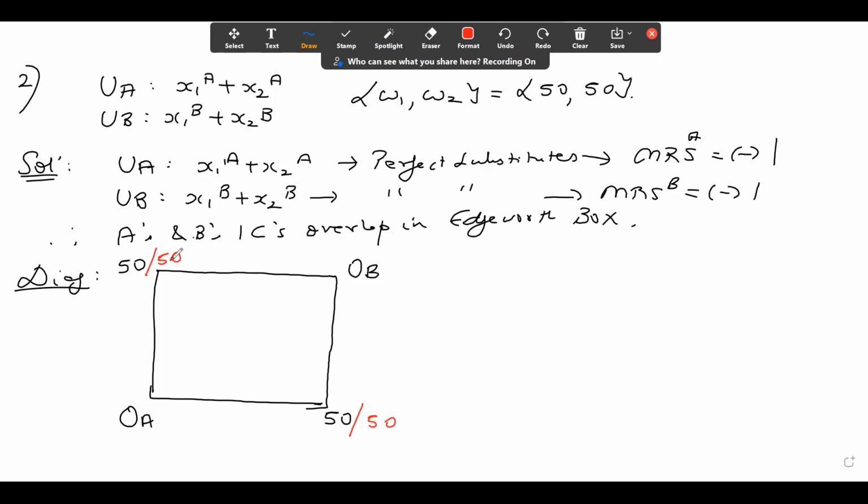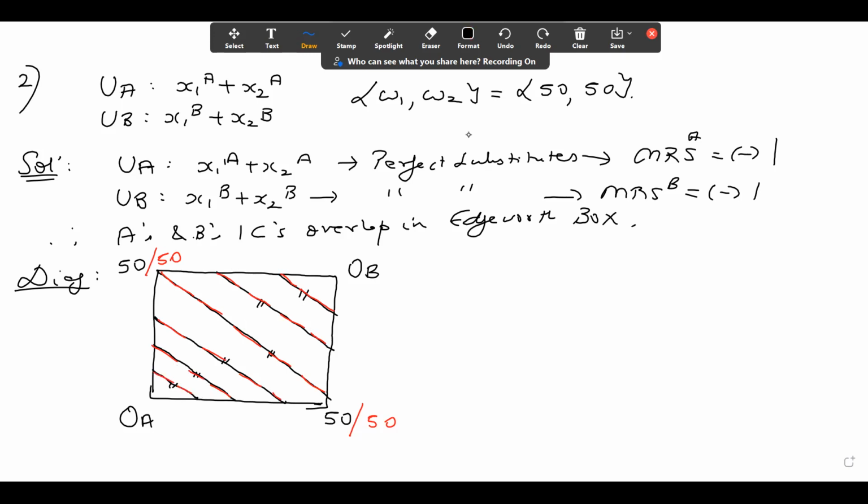And the ICs for A are going to be downward sloping at 45 degrees, because the slope is -1. So these are A's ICs. They are all parallel to each other. Perfect substitutes ICs are all downward sloping straight lines. And if you draw B's ICs, they are exactly going to overlap A's ICs. The red color you can see is overlapping with the black color. That means A's ICs and B's ICs overlap.